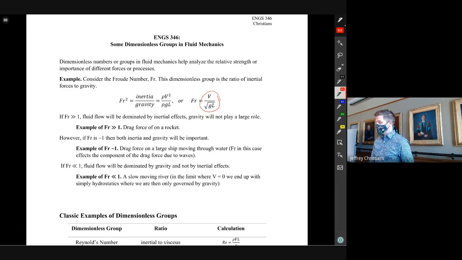That would be like drag force on a rocket. So what matters in drag force on a rocket? Well, gravity doesn't really play a role. It's just the fluid flowing against the rocket. The effects of gravity are basically non-existent.